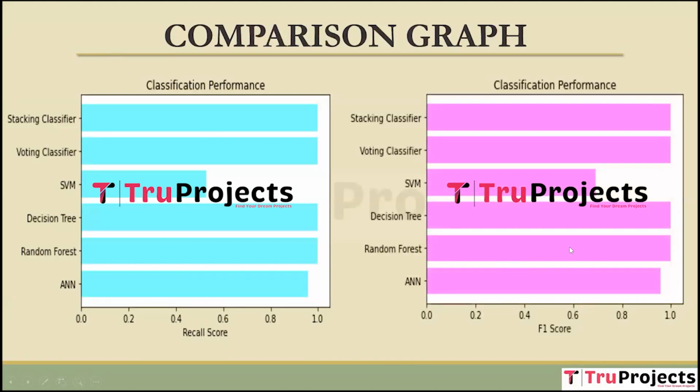This is the F1 score comparison graph, where the x-axis represents F1 score of each algorithm and the y-axis represents algorithm names. The F1 score is the harmonic mean of precision and recall, offering a balanced measure that considers both false positives and false negatives, making it suitable for imbalanced classes.